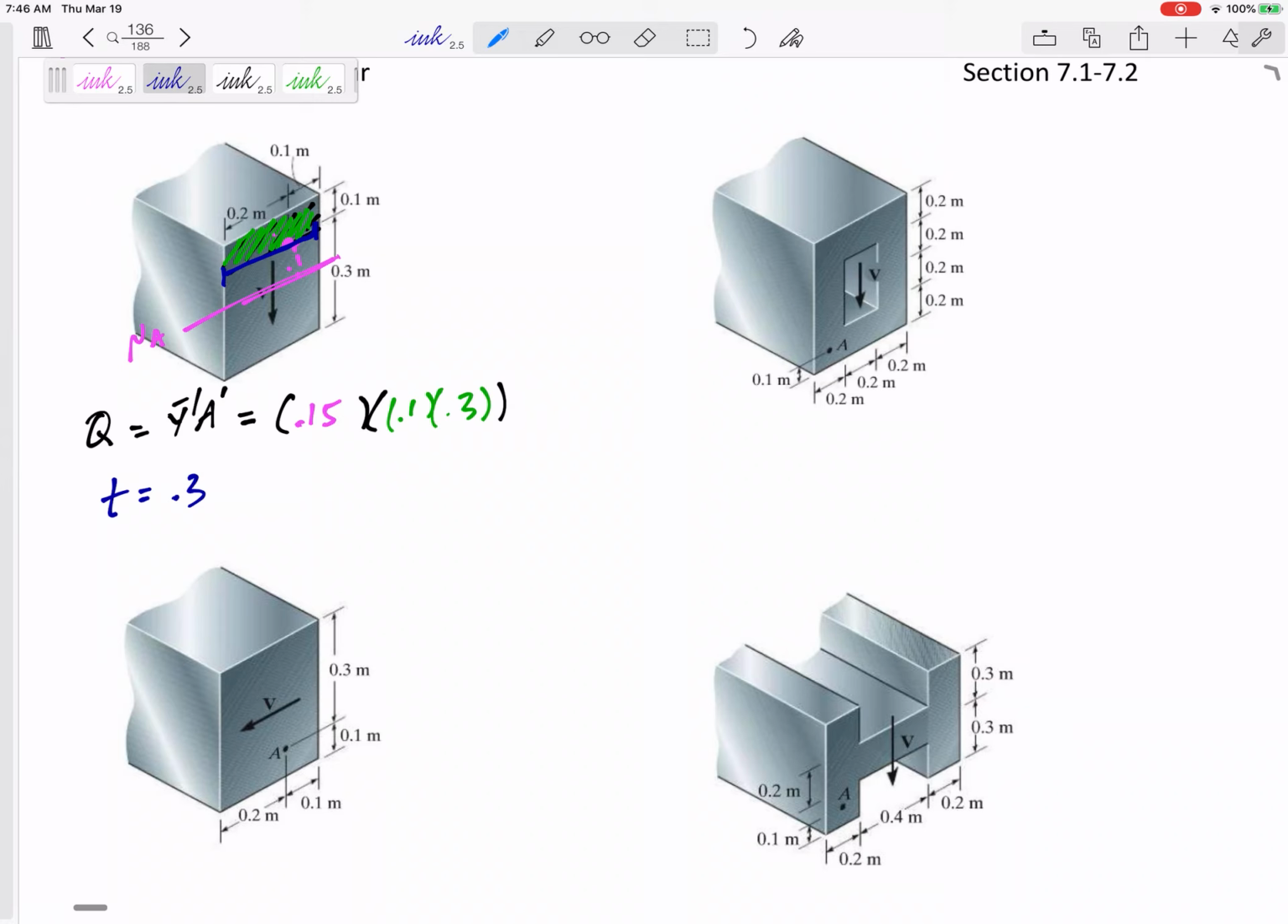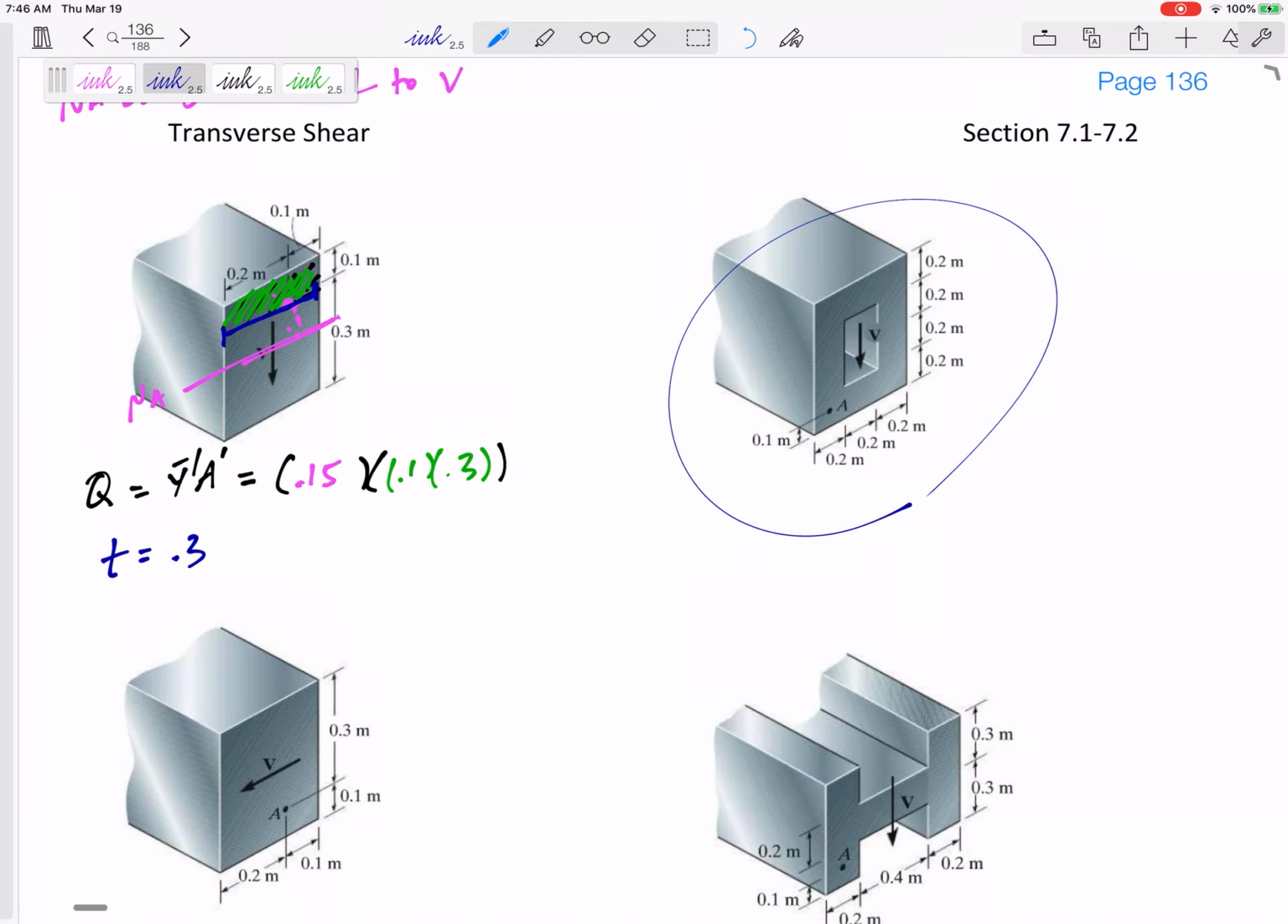Okay? Let's look at this one right here. It's symmetric, so my neutral axis would be right here.